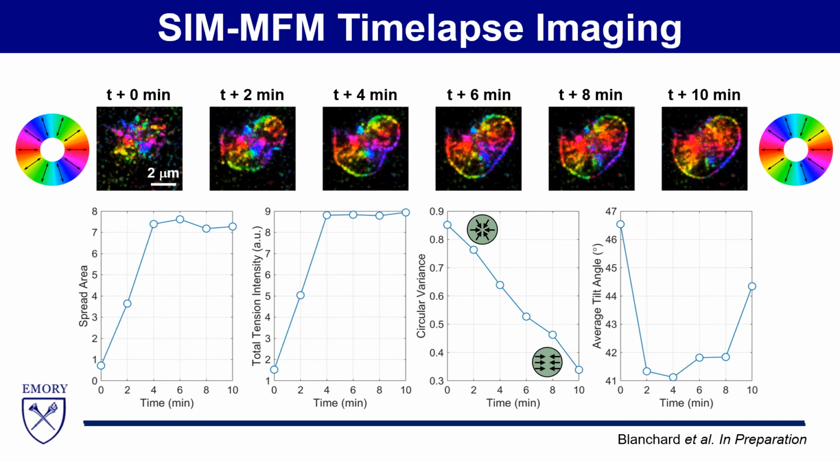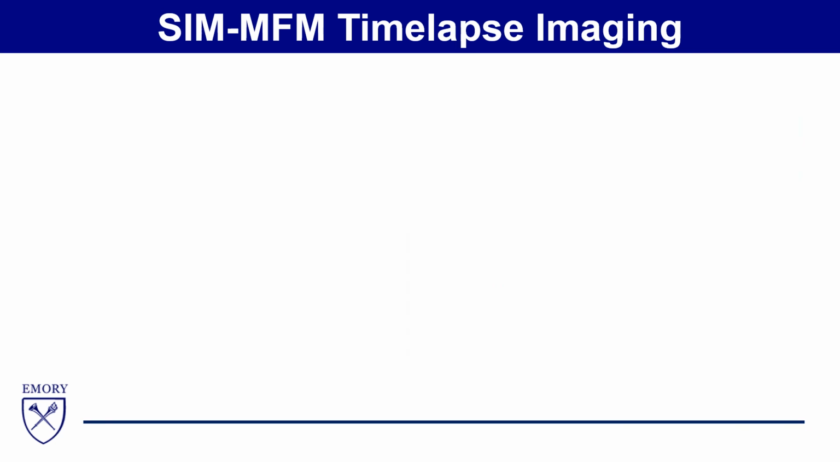Here we see that the circular variance is decreasing linearly with time, even after the spread area and total raw intensity have both plateaued. This means that over the course of time, the platelet is transitioning from a mechanical state where it is isotropically contractile to a state where it is anisotropically contracting along an axis. You wouldn't be able to see this phenomenon without force orientation mapping, but it has important biological implications for wound closure and platelet function.